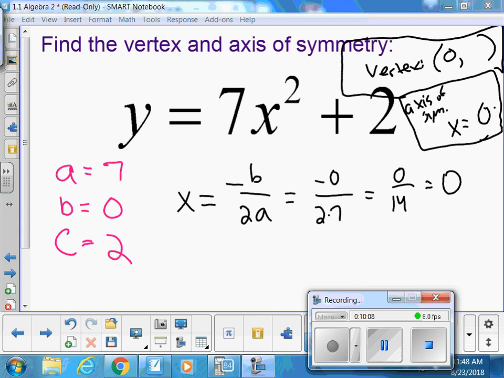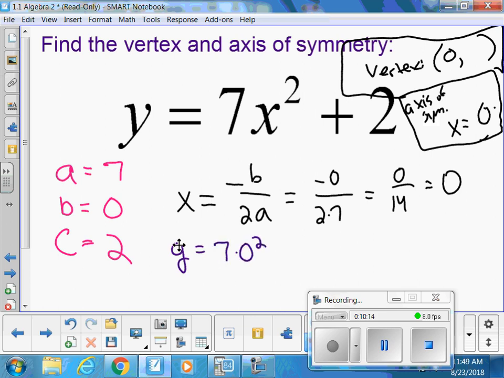Okay, so finishing off our vertex, we do need to plug it in. We need to plug that 0 in for x to find the y part of our answer, the y part of our vertex, the coordinate. So 7 times 0 squared is just going to be 7. And 7 plus 2 is, oh, sorry, 0. I don't know why I said that. 7 times 0 squared is going to be 0. There we go. Plus 2. There we go. 2. Sorry about that.